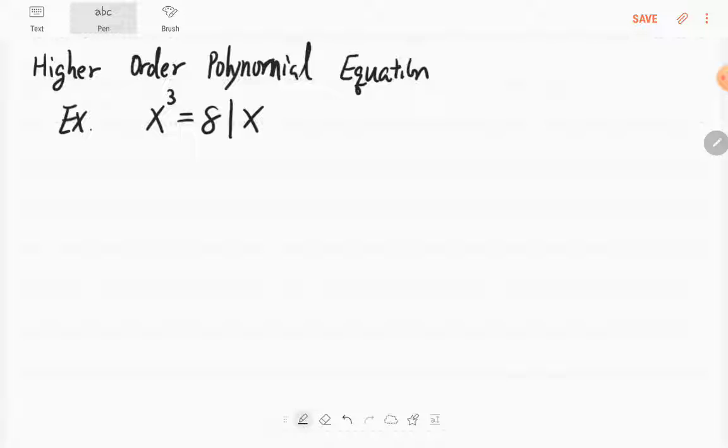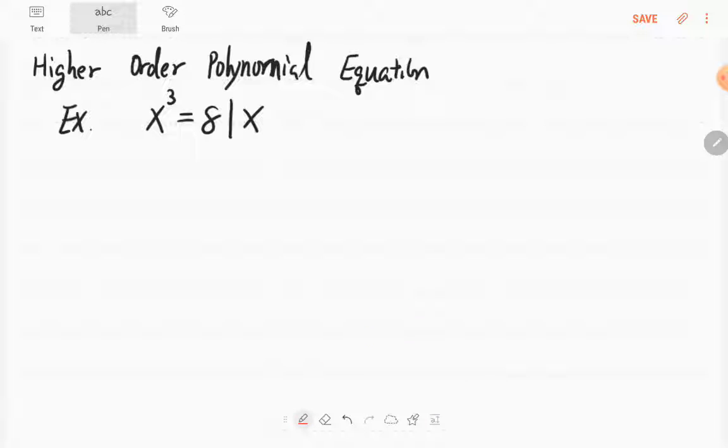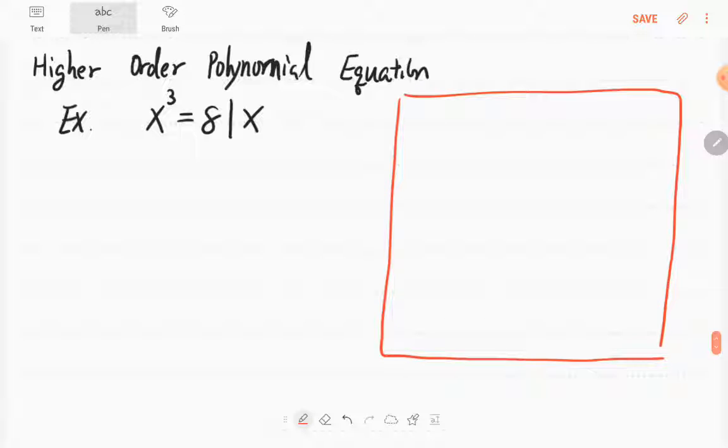Many students, when they solve this kind of problem, will always make some mistakes. I use the box here: these are the wrong steps. They say, okay, let's divide by x on both sides. So you have x squared equals 81, right? Then they use the square root property, so you have x equals plus or minus 9.